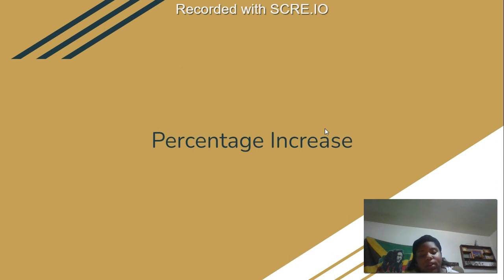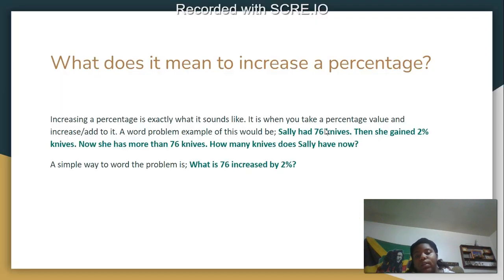Now I'm going to show you how to do percentage increase. What does it mean to increase a percentage? Increasing a percentage is precisely what it sounds like. It's when you take a percentage value and increase, also called adding, to it. A word problem example of this would be Sally had 76 knives. Then she gained 2% more knives. She didn't eat the knives, she just got more. Now she has more than 76 knives. How many knives does Sally have now?